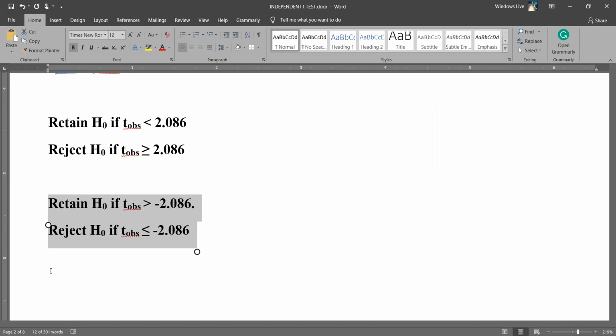But here comes the case with non-directional. We don't know whether the value that we'll be calculating will be positive or negative. Hence, we are supposed to state both the positive and the negative decision rule.